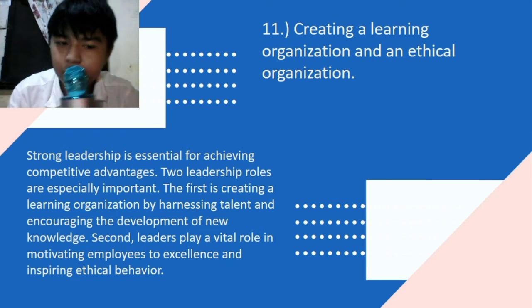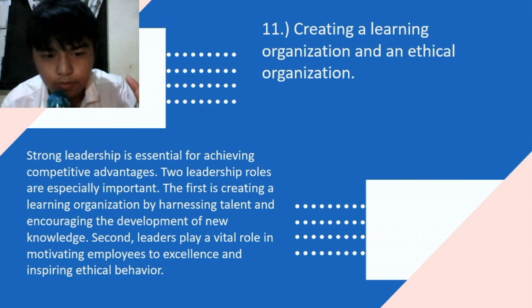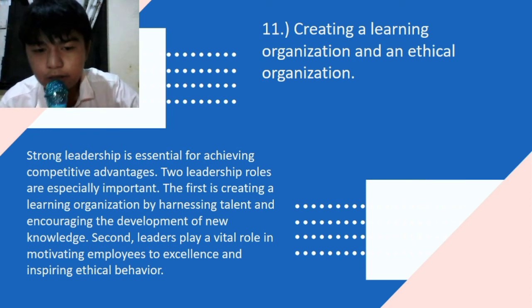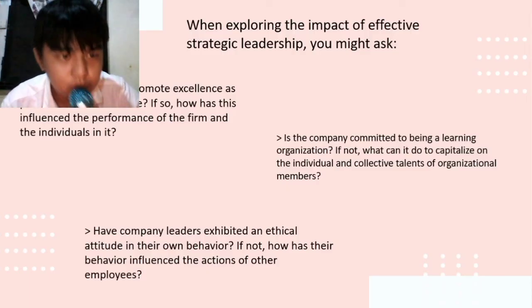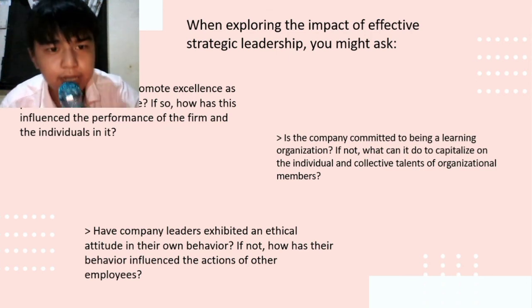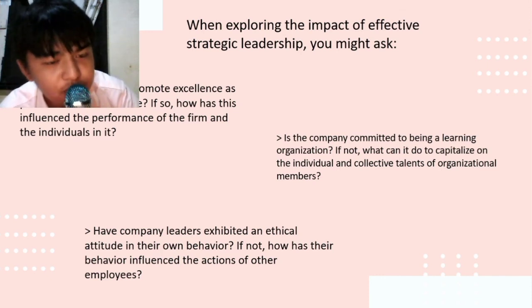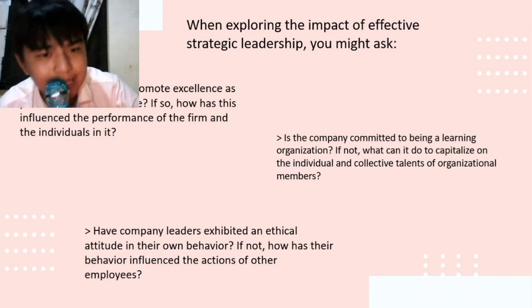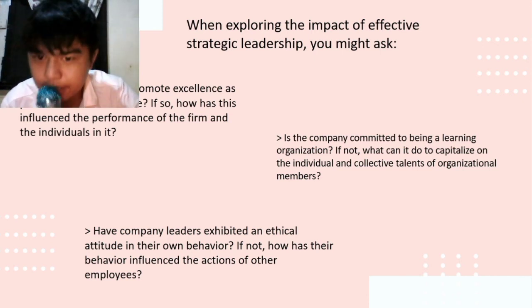More on the behavior part. There's a pattern of information and behavior. So that's the two roles of the leader. One is to facilitate information, two is to facilitate the behavior. These are the questions. Do company leaders promote excellence as part of the overall culture? Is it the goal? And is it being emphasized enough to be remembered by the employees? If so, how has this influenced the performance of the firm and the individuals in it? So this was more of a mission and vision setting.